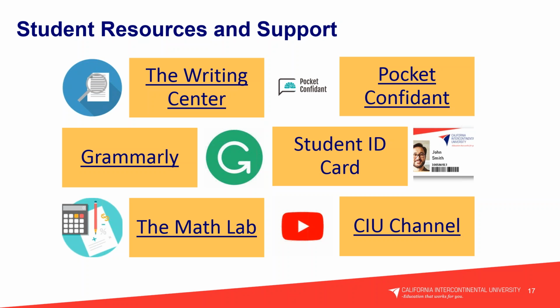Student resources and support. We have the Writing Center, Pocket Confidant, which we're going to talk about in a few moments. Grammarly, I mentioned, is very helpful. All of you will also be getting a student ID card. So you will be able to have one mailed to you. All you have to do is give us a picture, a professional picture, of course. There's an ID card request in the student portal, or you can email us and we can send that to you after your first class is over. We talked about the Math Lab, and we have a YouTube CIU channel.